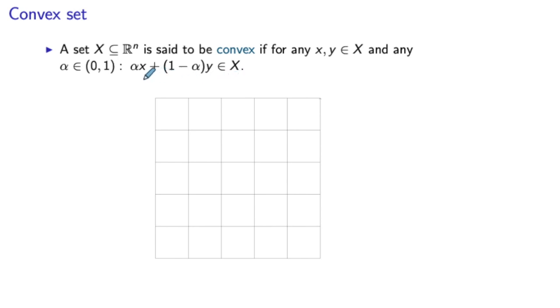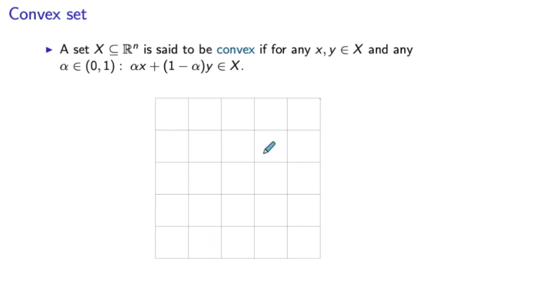So what's the convex combination? It's alpha X plus 1 minus alpha Y. Essentially, it's what we know as a weighted average. All right, so we have the weight of alpha given to X and then the weight of 1 minus alpha given to Y, and we sum these two up to obtain some point in between, as we'll see geometrically.